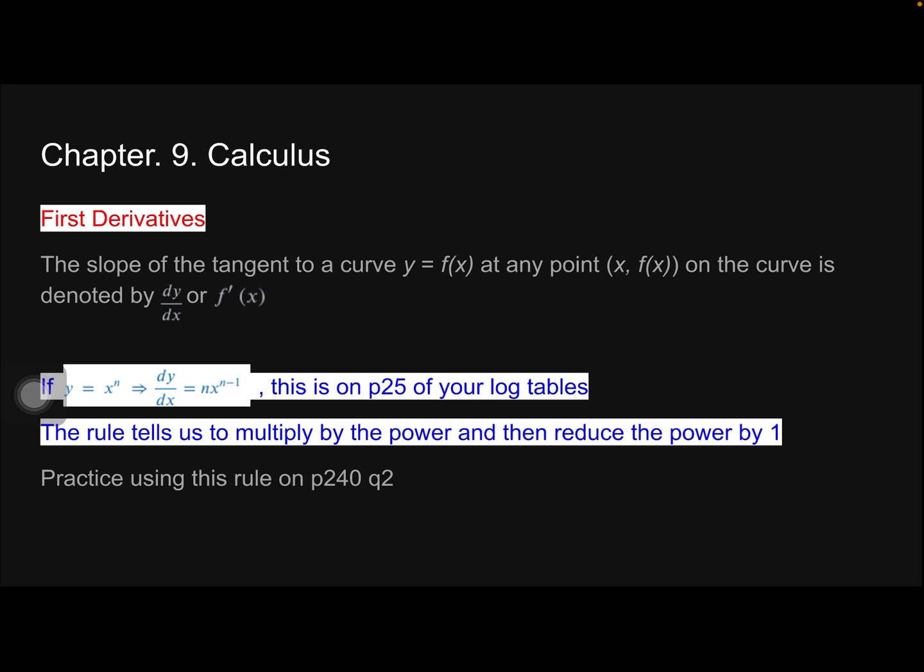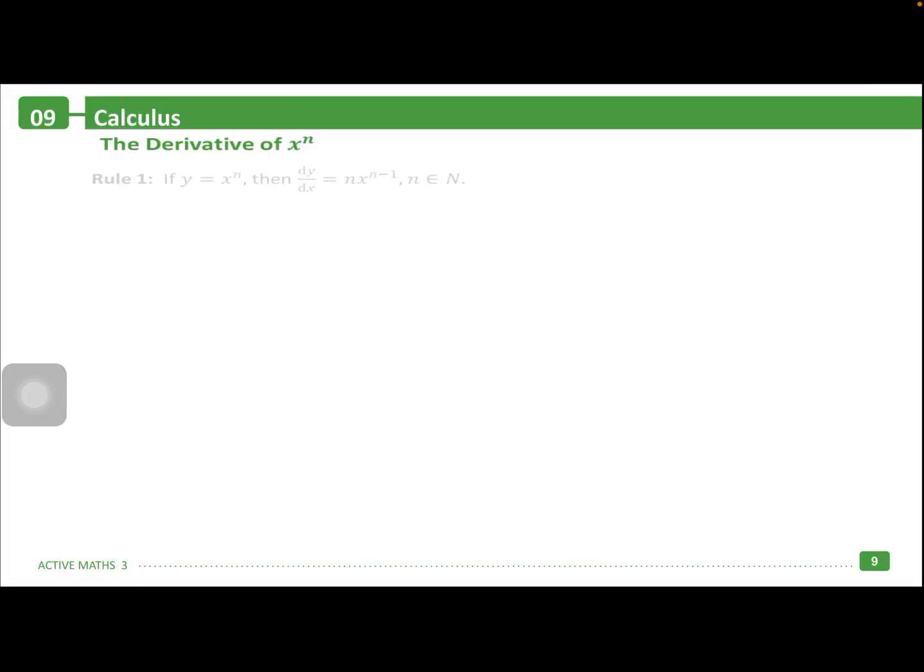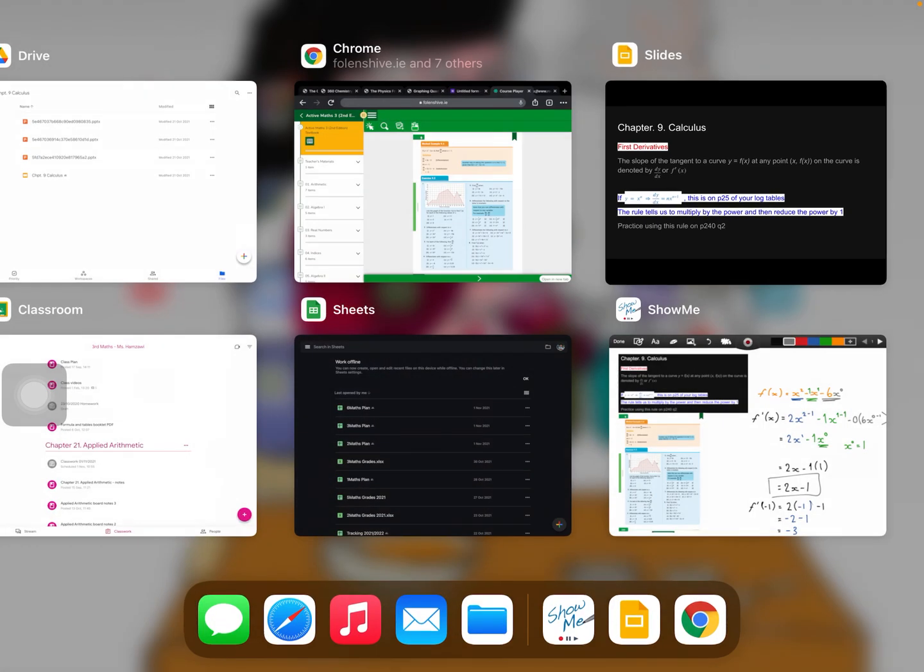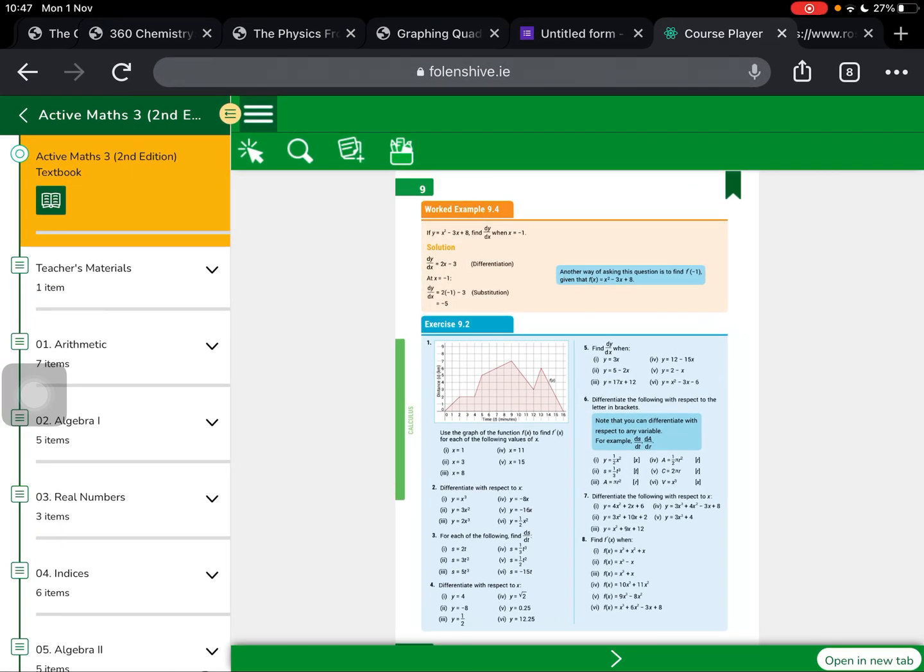Okay, so what we're going to do now is go back to page 240, and I'm going to get you guys to do question 3 on page 240. For each of the following, find ds dt. The only thing they've done differently there is change the function to being called s instead of y. So instead of dy dx, it's ds dt, and we're differentiating in terms of t. It's the function s differentiated in terms of t, but it's the exact same situation.